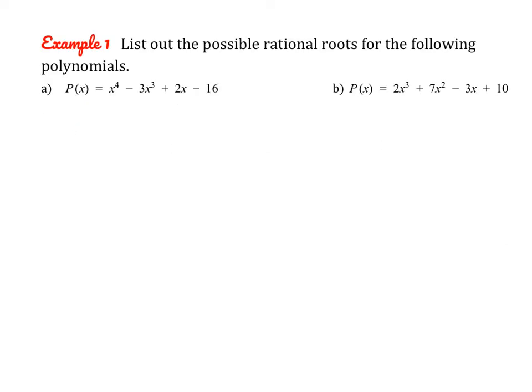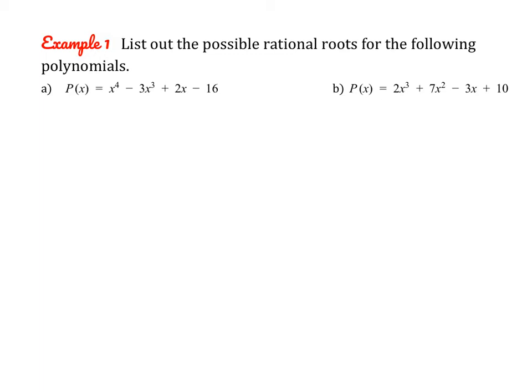So we're going to start by simply listing out the possible rational roots for the following polynomials. We're not going to check them and we're not going to solve them. We're just going to practice using that m over n. So here I have x to the fourth minus 3x cubed plus 2x minus 16. So you could try to factor this. It is not factorable how it is, so we need that starting place.